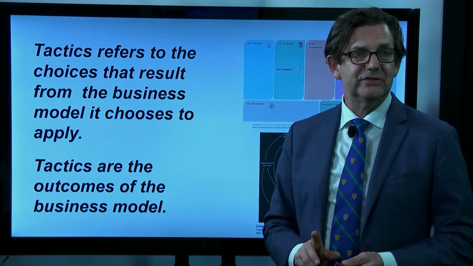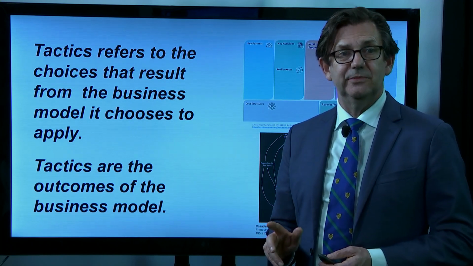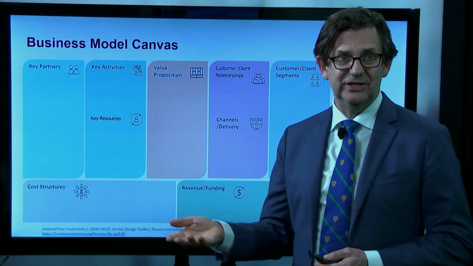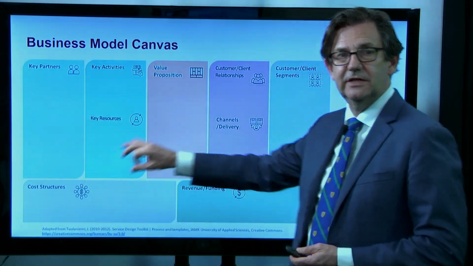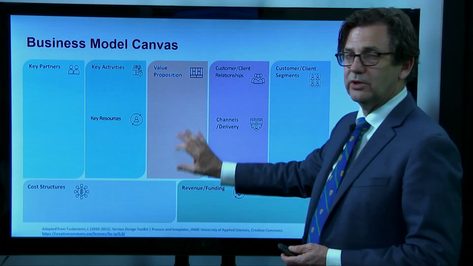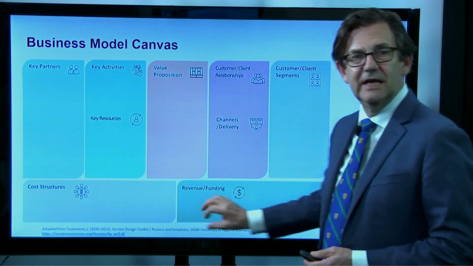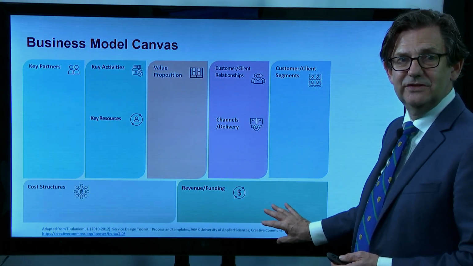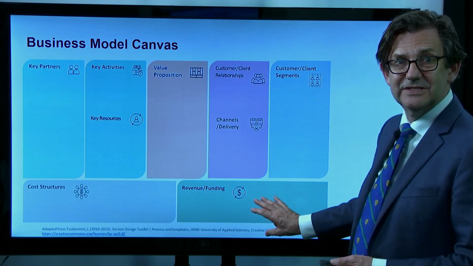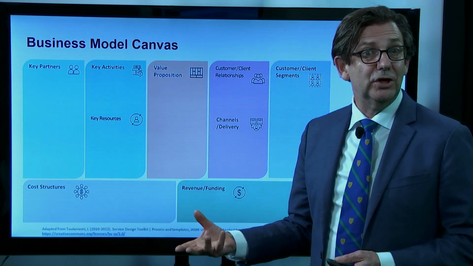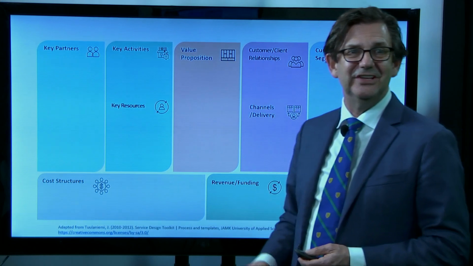Tactics refers to the choices that result from the business model it chooses to apply. These are the outcomes of the business model. This is what you actually do to achieve those outcomes. So here we have in its totality, input on the left-hand side, output on the right-hand side, the value proposition or the actual offering in the middle, and I'll talk a little bit more about that as well. Cost and benefits over this side. Revenue, if you're in the government agency or a non-profit, getting funding for it. If you actually have a startup and you want to sell it, you want to do an IPO, that might be, you can understand what that is actually there.